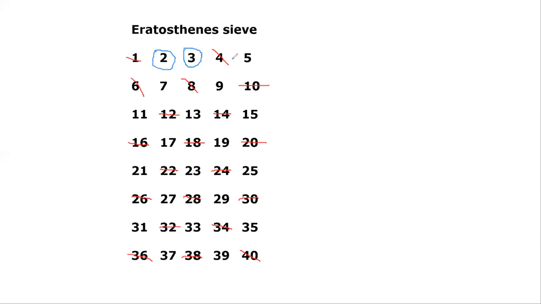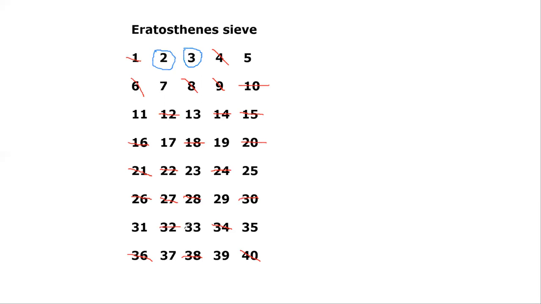So 5 is not a multiple of 3, then you move on. 9 is a multiple of 3, you cancel. Then 11 is not a multiple. 15 is a multiple of 3, then you cancel. 21 is a multiple of 3, you cancel. Then number 27 too is a multiple of 3, you cancel.